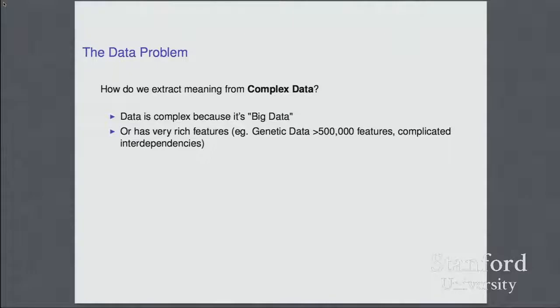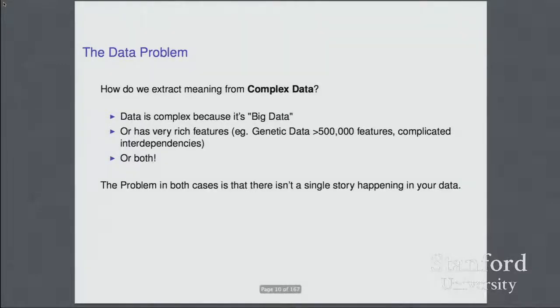And so I don't want to think of the data problem as just being one of volume. I want to think of complexity, and complexity can come from volume. It can come from other problems as well. Or of course both, right? You can always have both. So the way I see the problem in both cases is that there's a lot happening in your data.